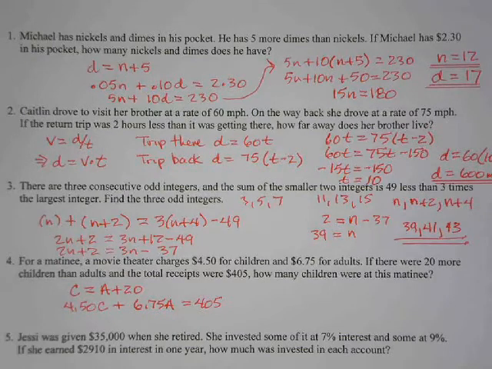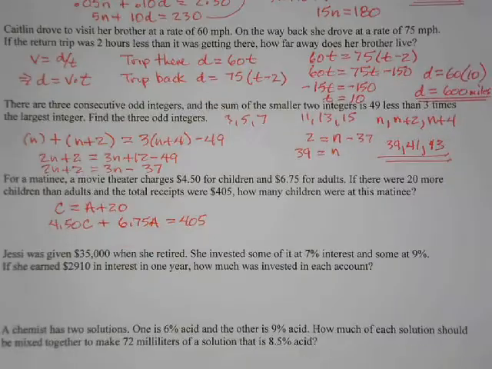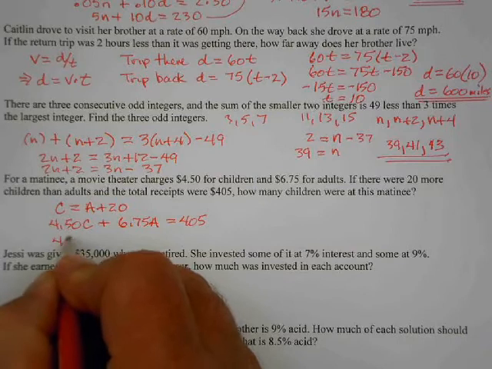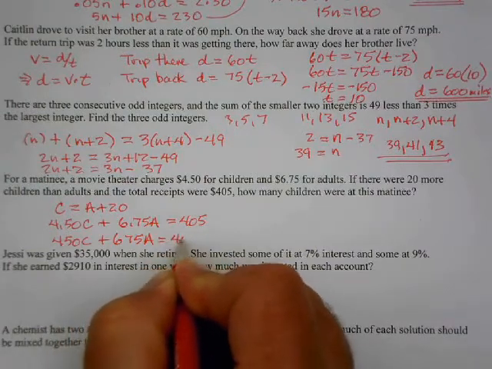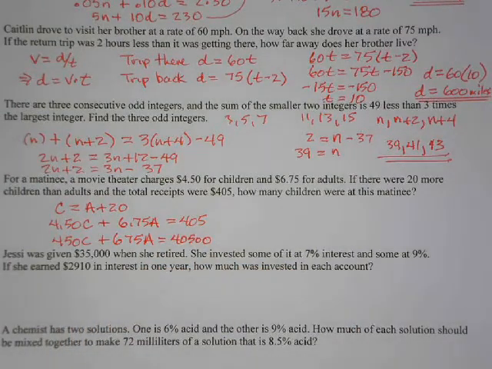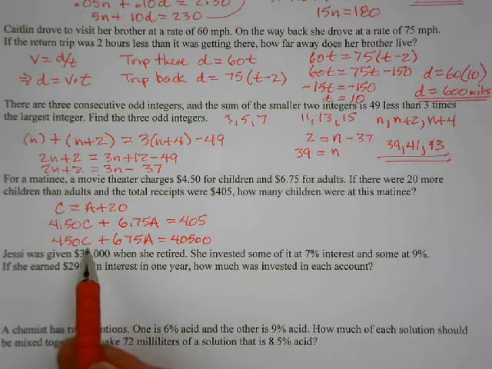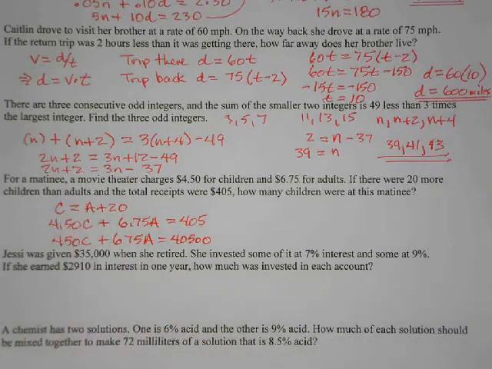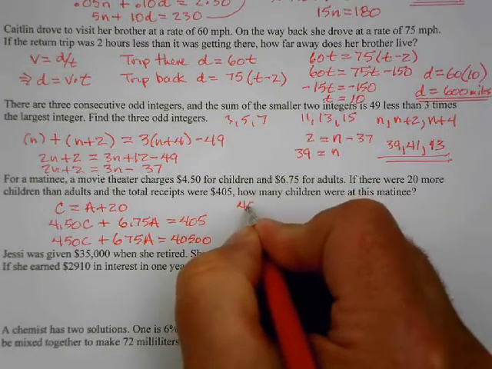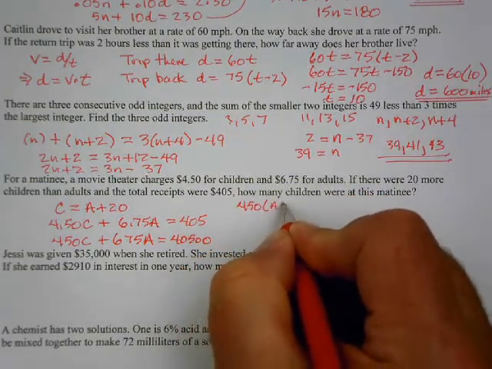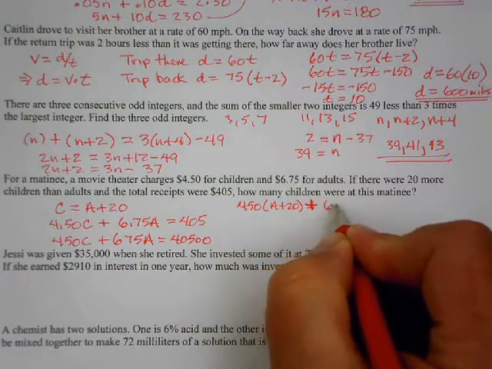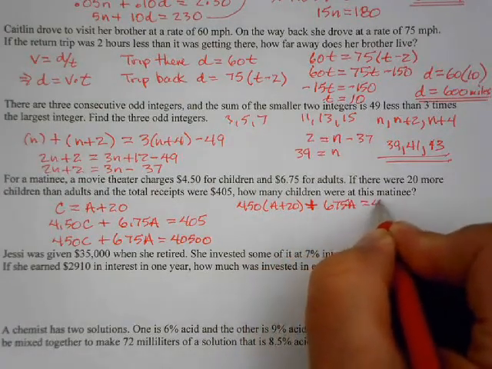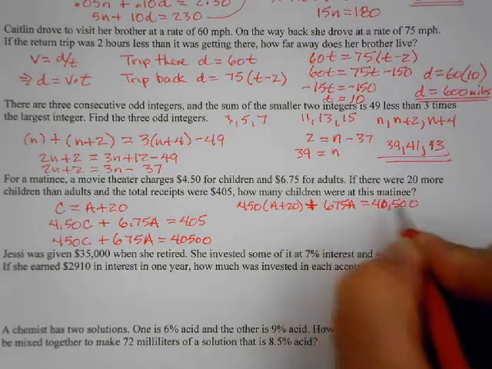Okay, now I'm going to multiply everybody by 100 to get rid of my decimals. Now I'm going to do my substitution. In this case, I'm going to substitute for C, because C equals A plus 20. So 450 times A plus 20, plus 675A equals 40,500. Again, this is the same as this. I've just substituted in for C.